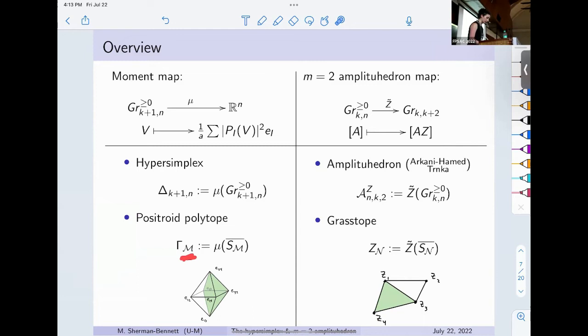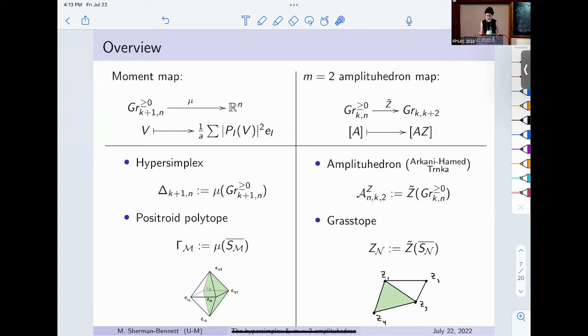M indicates the positroid cell. I'm sorry, I can't quite hear you. It's the cell. It's the positroid cell indexed by the positroid M or N.